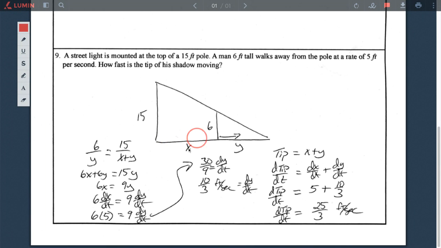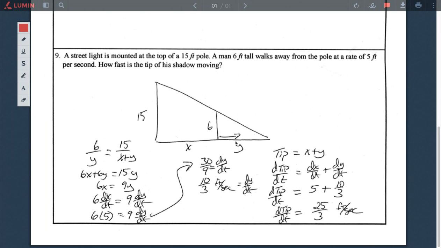I always like this back one to be X, and I like this front one to be Y. And whatever the person is that's walking away, it's always the rate of this piece right here. So if we're walking away, the rate of this is going to be positive. If we're walking towards the light, the rate of this is going to be negative. I don't know why I put X out front, but the rate is always this piece right here.